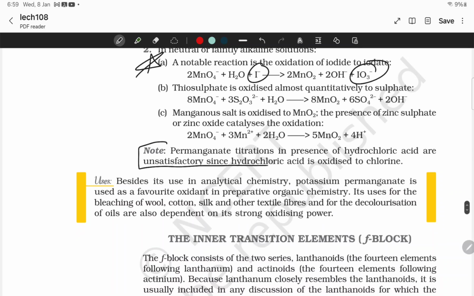Now note this. Why can't we use hydrochloric acid when we are doing permanganate titration? The reason is that hydrochloric acid will be oxidized to chlorine by potassium permanganate. That's the reason.